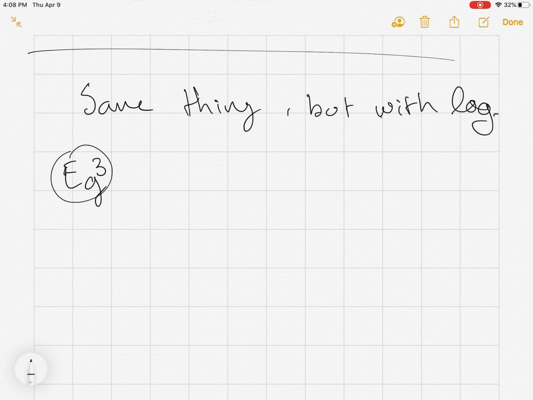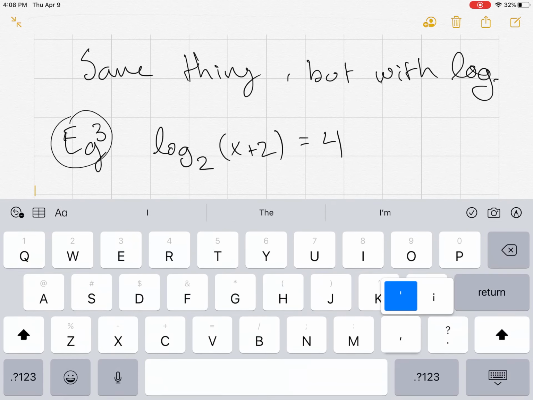So let's just do another example. I think this is example number 3 that we're doing here. So we're going to have log base 2 of x plus 2, and we're going to set that equal to 4. And we want to solve for the value of x that satisfies this equation.